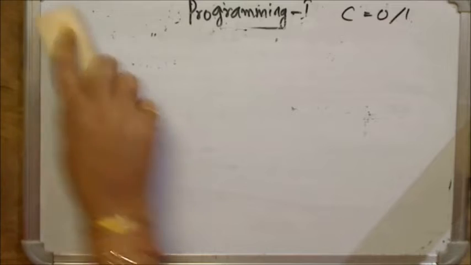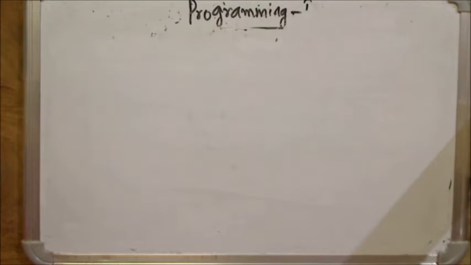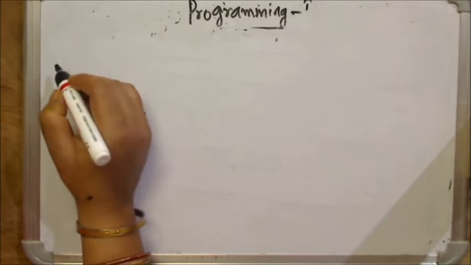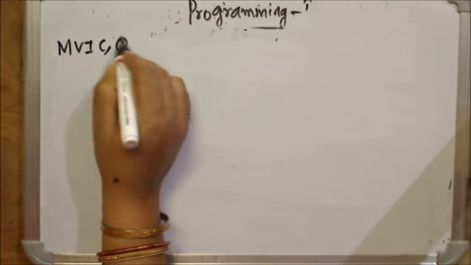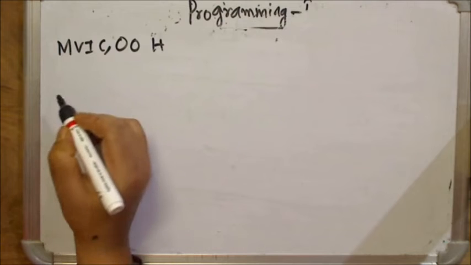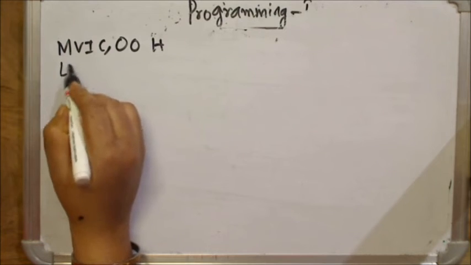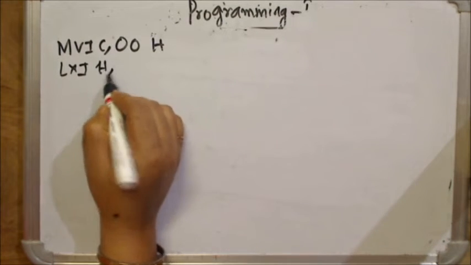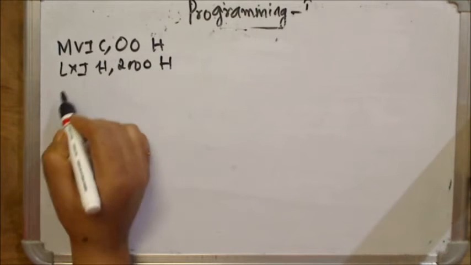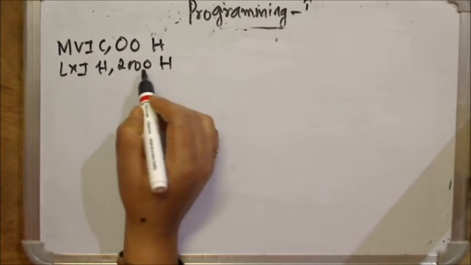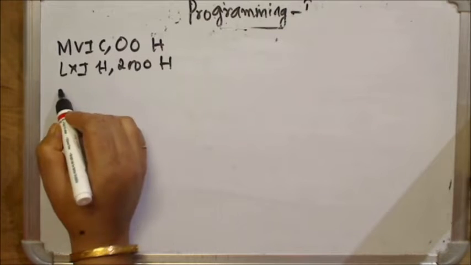First let us write the program, then we will see examples. 2 examples we will see. First we initialize the carry register, MVI C, 00H. Then we will initialize the HL pair because I will use M. Now HL pair is 2000.